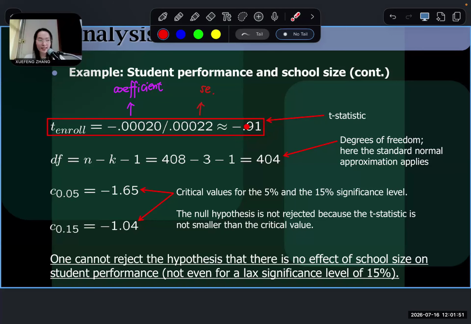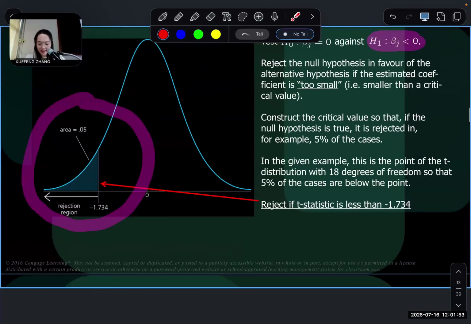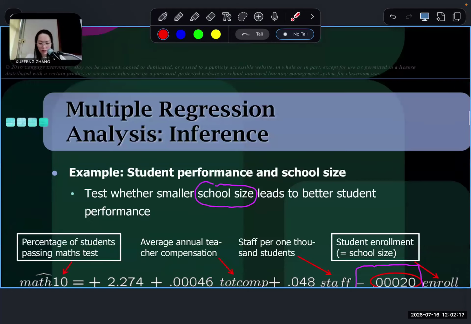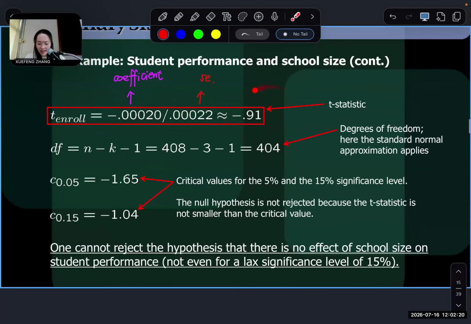Negative 0.91, basically, it's somewhere here. Maybe here, right? Negative 0.91 is our t ratio. And you see, it's not in the rejection region. That's why, in this case, we cannot reject our null hypothesis.